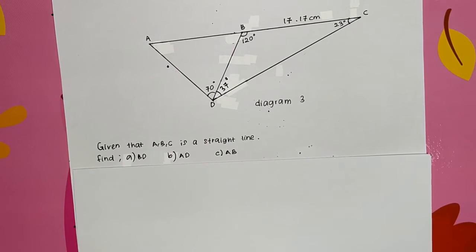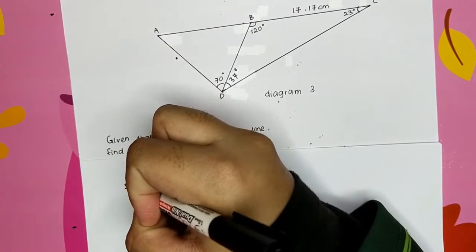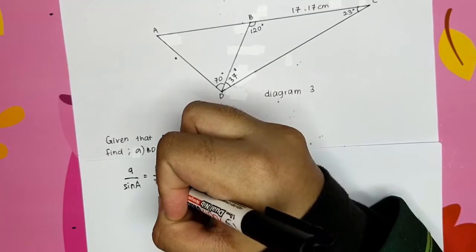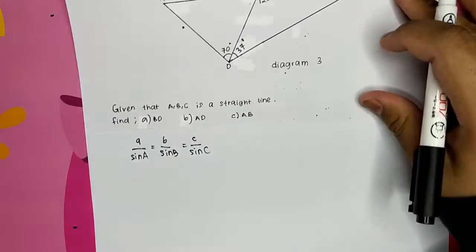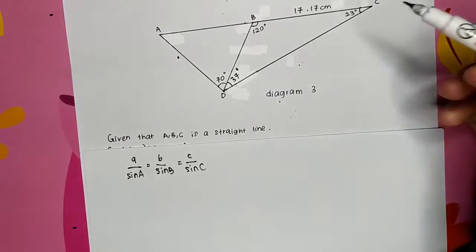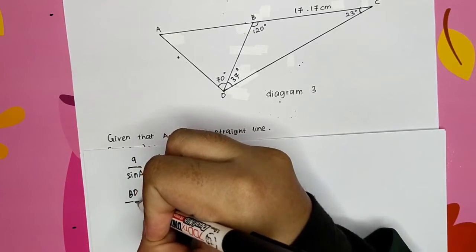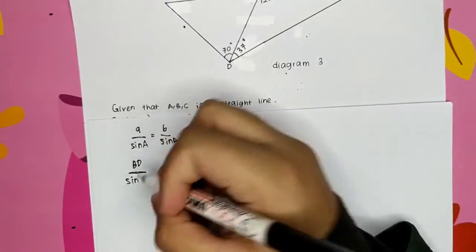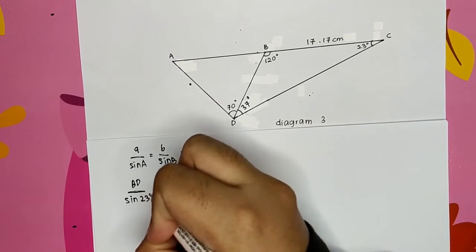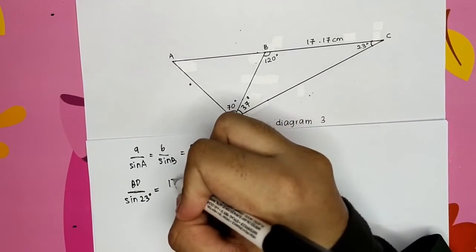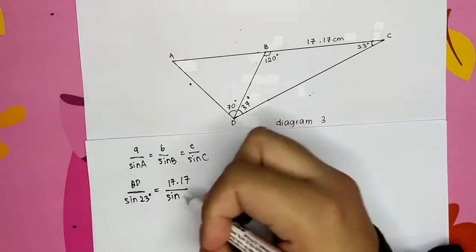So let's answer the first question. First of all, what we need to do is write the formula. So what is the formula? A over sine A equal to B over sine B equal to C over sine C. So let's take this value as A, which is BD. So BD over sine, the opposite angle of this side is 23, so sine 23 equal to 17.17 over sine, the opposite angle of this side is here, 37.